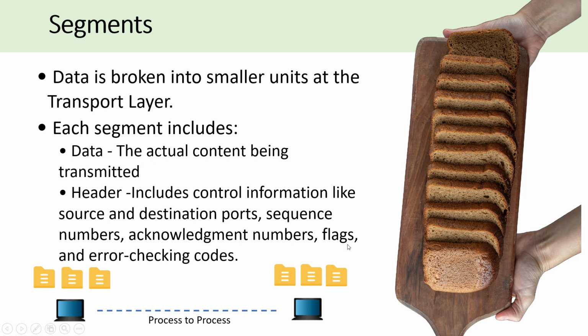The segment header includes control information like source and destination ports, sequence numbers, acknowledgement numbers, flags and error checking codes. The segment is responsible for delivering data from one application process to another across a network. It ensures reliable data transfer, especially in protocols like TCP.